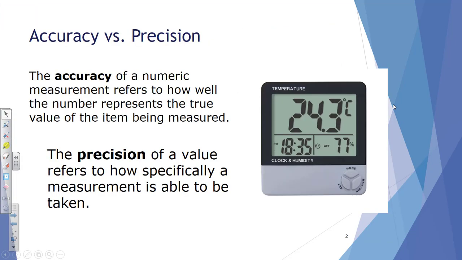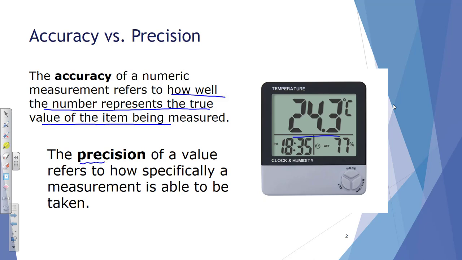So here's a measurement. We measure the temperature of a room to be 24.3 degrees Celsius. When we talk about the accuracy of that measurement, we're talking about how well it actually represents the true temperature of the room or the true value of what's being measured. So anytime you measure anything, you want it to be accurate. If you're not close to the real value, you're wasting your time.